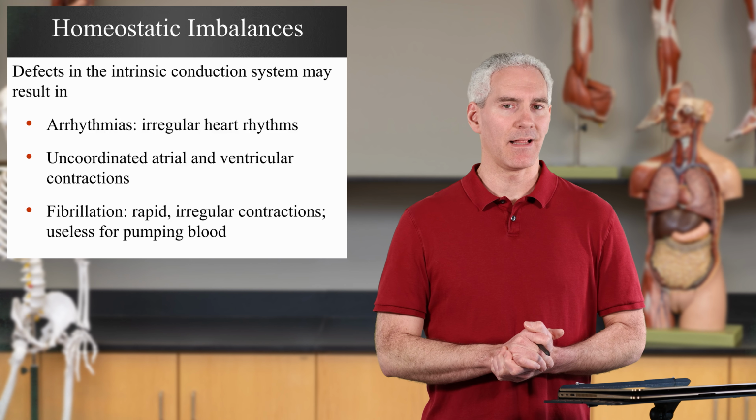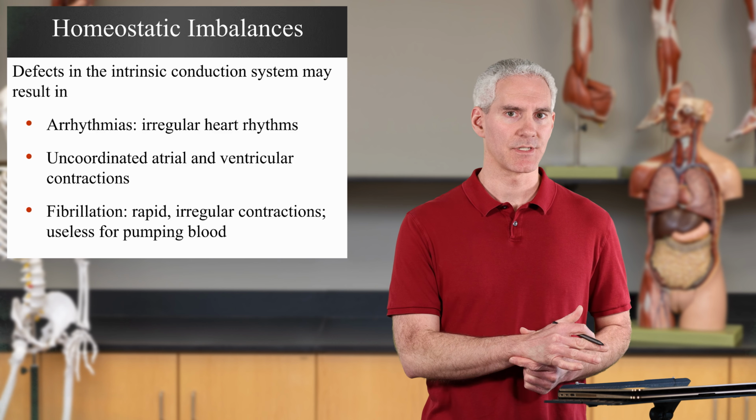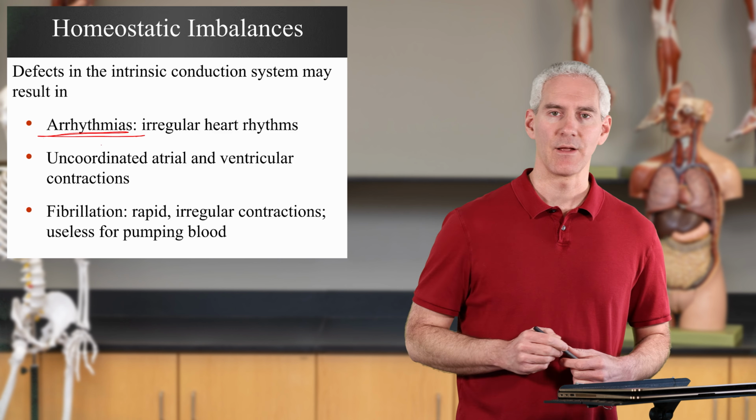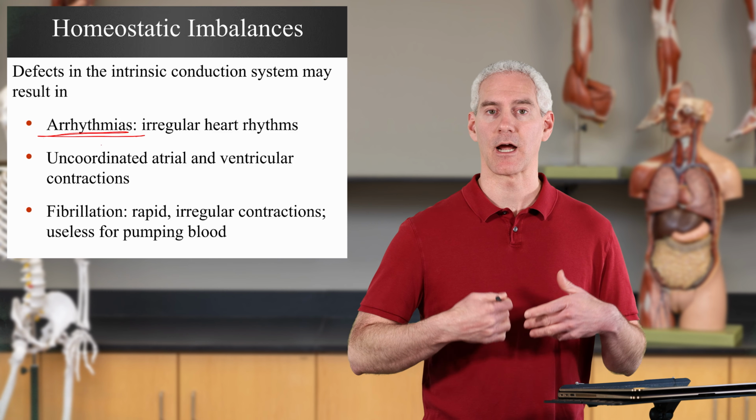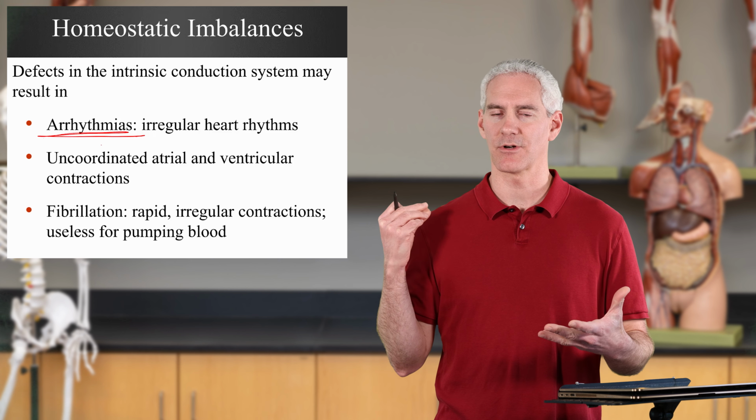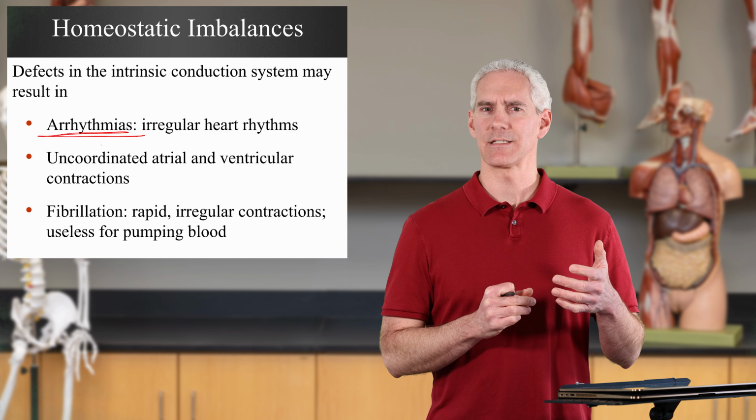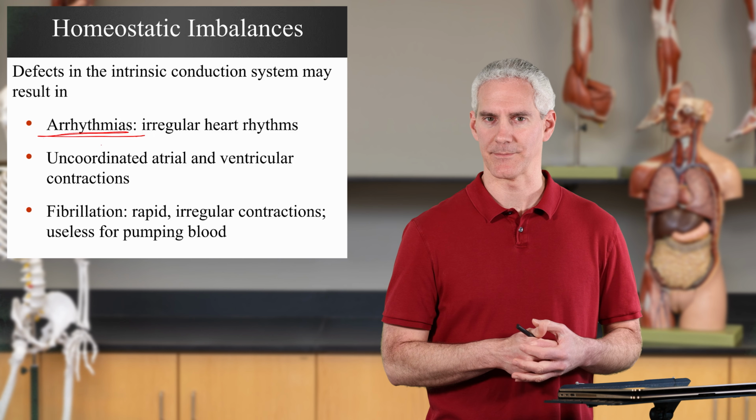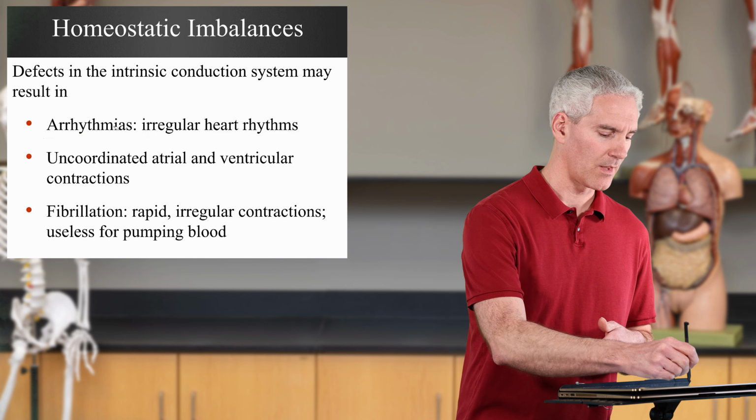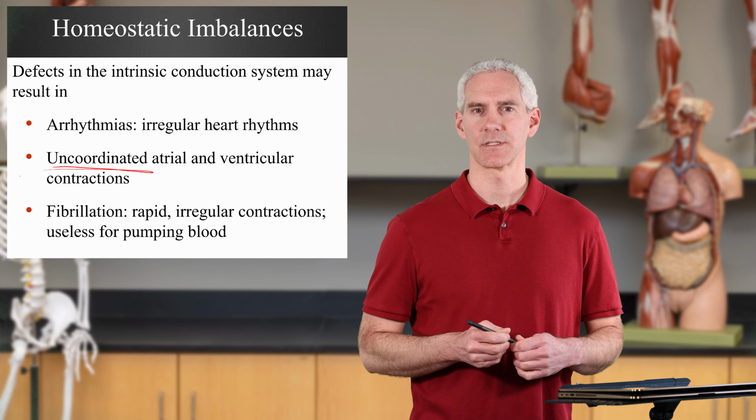Few different imbalances, some problems that can occur. Now, this intrinsic conduction system, you hope there aren't problems, but sometimes things like arrhythmias, which is an irregular heartbeat or irregular heart rhythm. Something isn't quite firing properly, or some outside force is causing an improper balance. Maybe your brain isn't quite controlling it the right way. So arrhythmias, unusual or irregular rhythm. You have uncoordinated atrial and ventricular contractions.